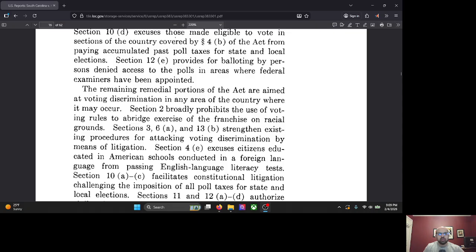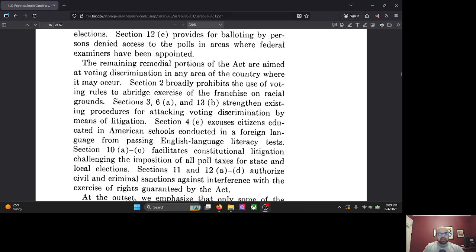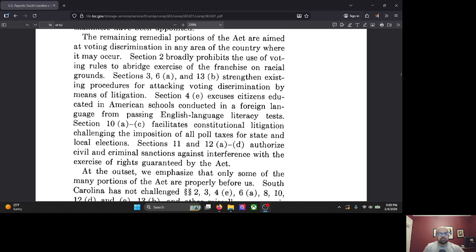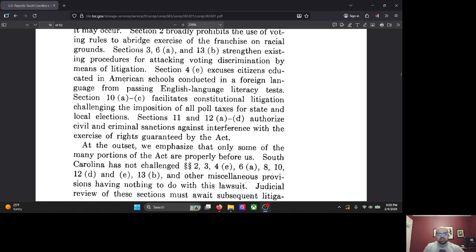The remaining remedial portions of the Act are aimed at voting discrimination in any area of the country where it may occur. Section 2 broadly prohibits the use of voting rules to abridge exercise of the franchise on racial grounds. Sections 3, 6A, and 13B strengthen existing procedures for attacking voting discrimination by means of litigation. Section 4E excuses citizens educated in American schools conducted in a foreign language from passing English language literacy tests.